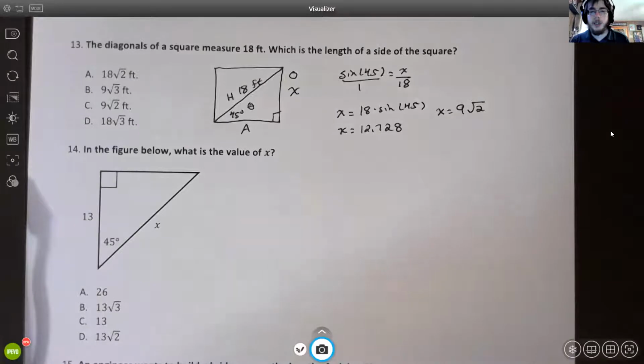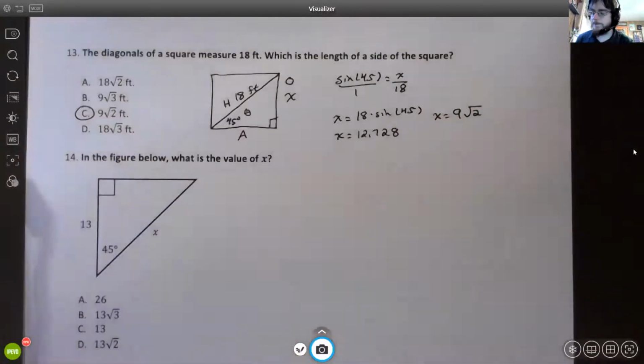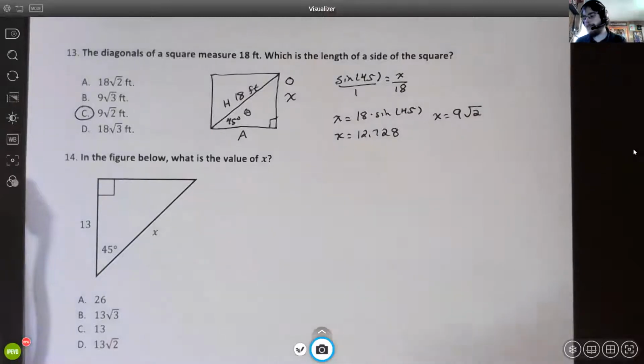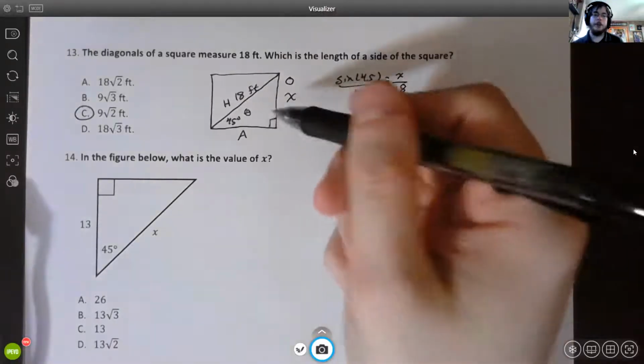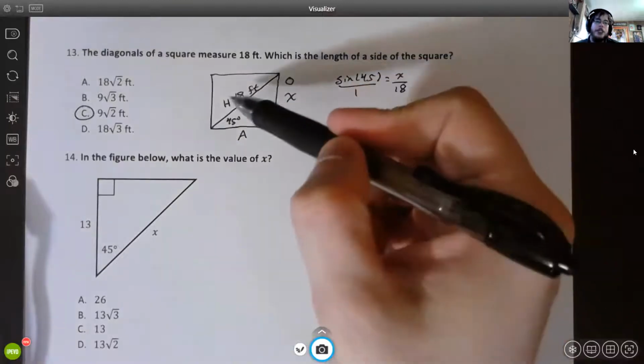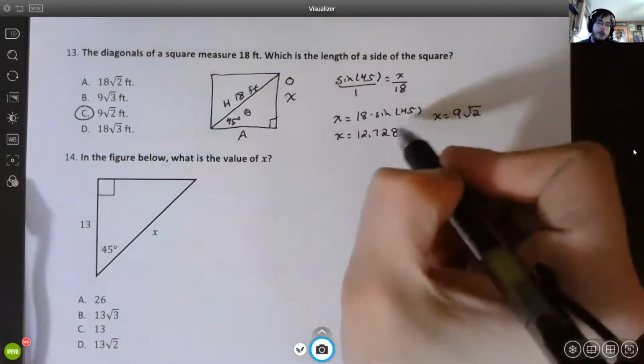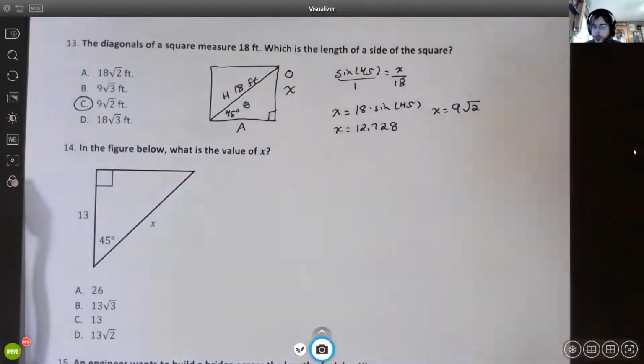So x is equal to 9 root 2, which would be C. If you did this with 45, 45, 90 properties, you would take 18 and divide by root 2, and you'll get the same decimal here, which would be 9 root 2 as well.